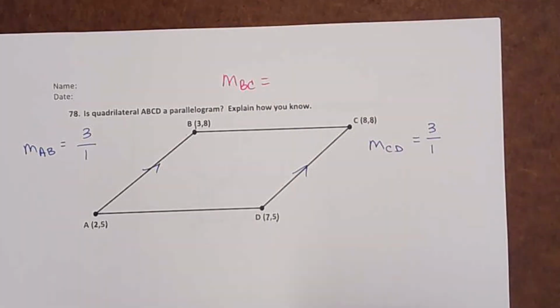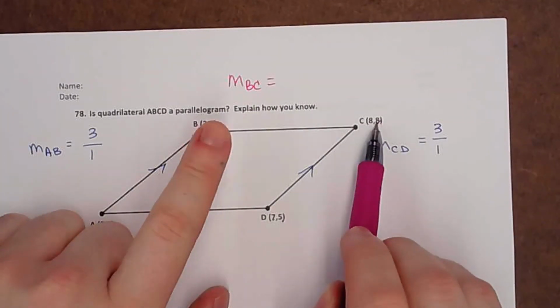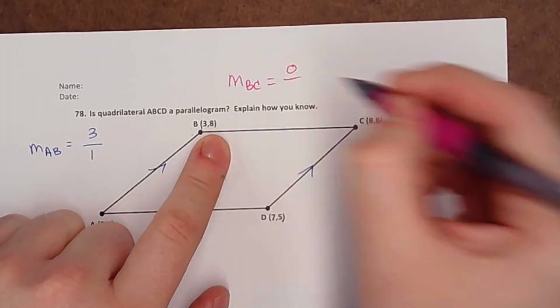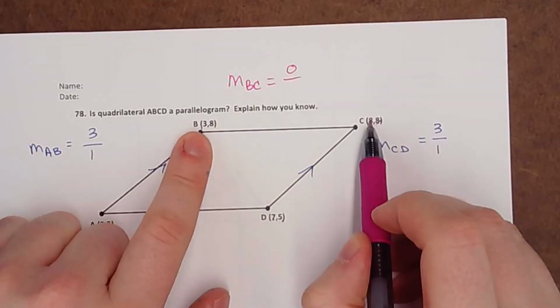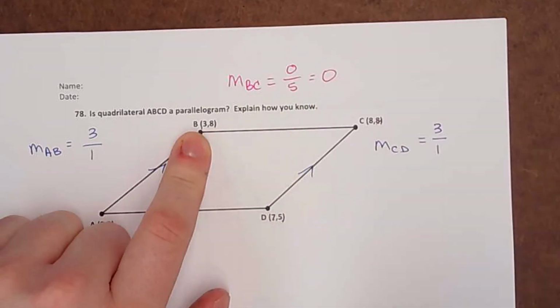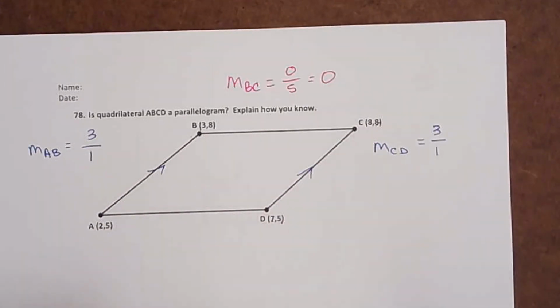Well, the slope of BC is going to be y minus y. What's 8 minus 8? 0. What's 8 minus 3? 5. So 0 over 5 is 0, which makes sense. Slope of 0 means flat line, right? Horizontal.